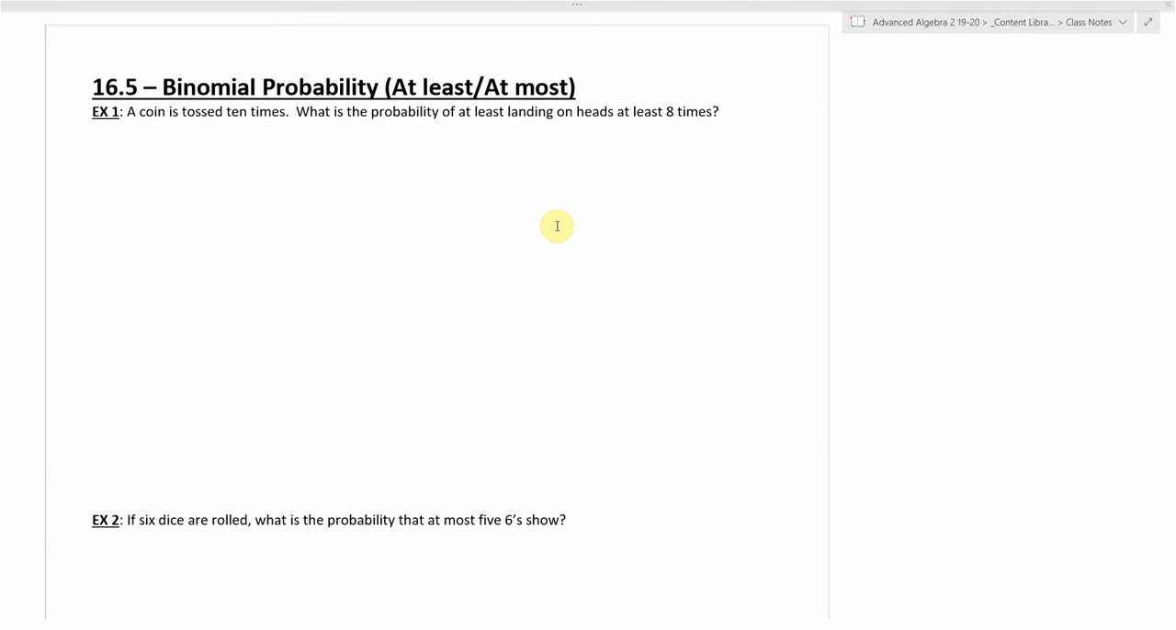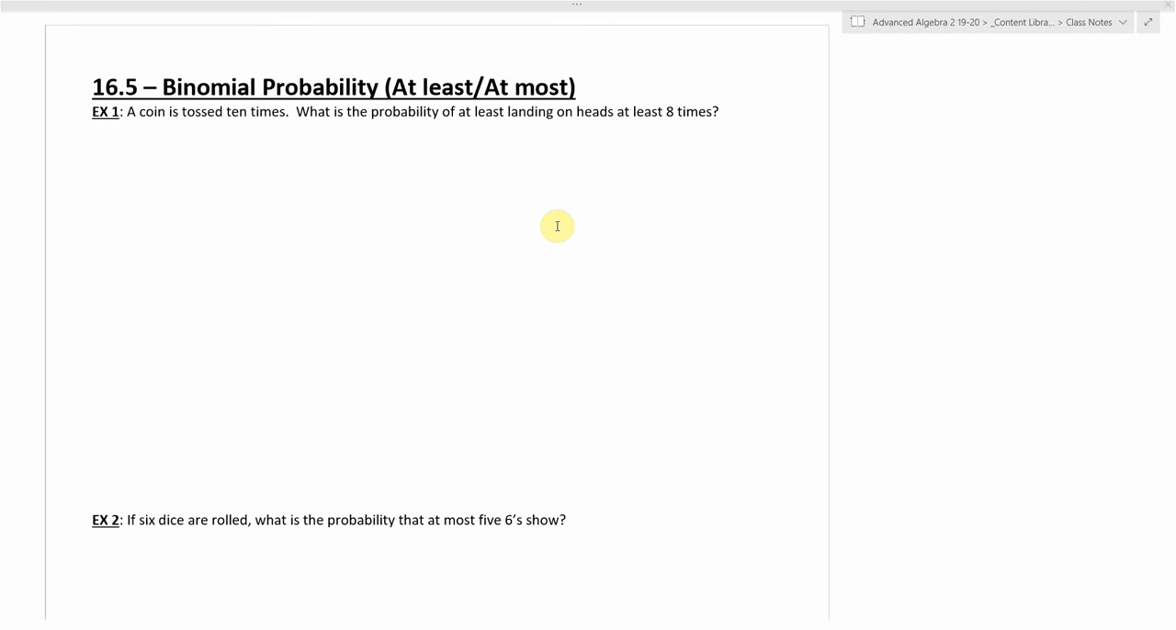Okay, we're talking about binomial probability. This is going to be our last section of the year. In the previous section, we talked about how to compute binomial probabilities, that is, in situations where there are two possible outcomes for the individual trials.